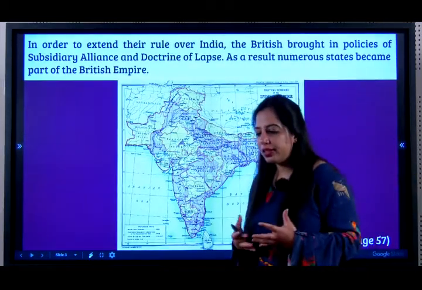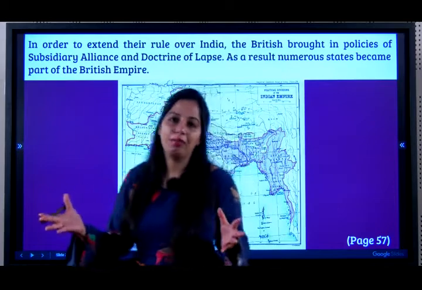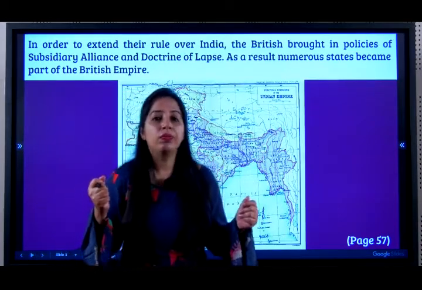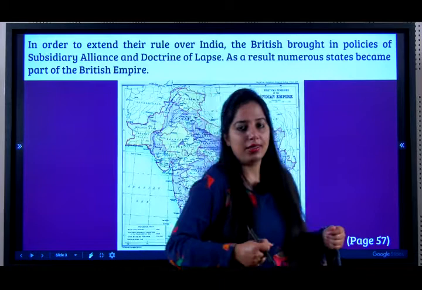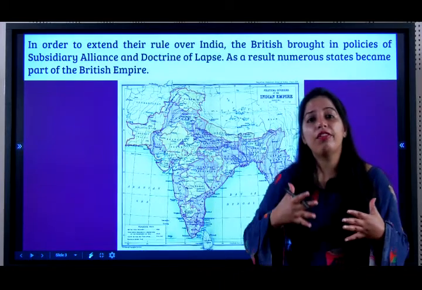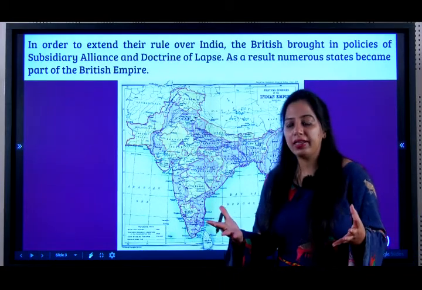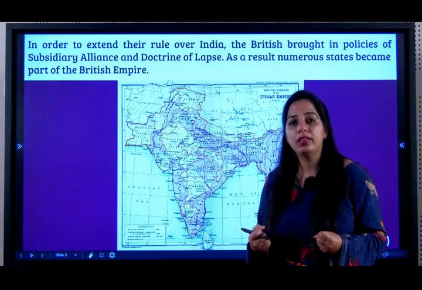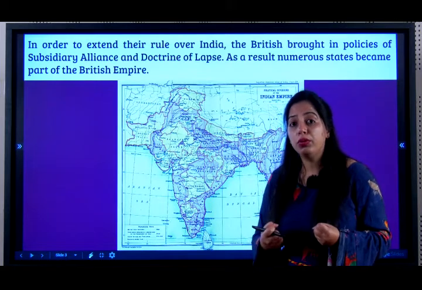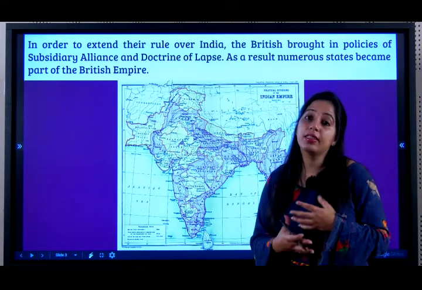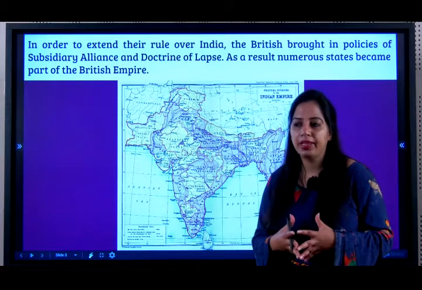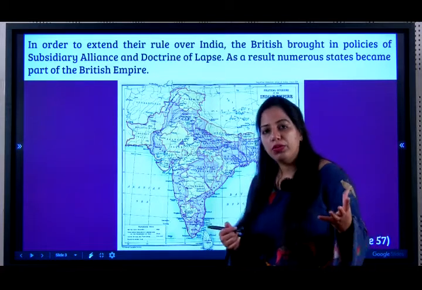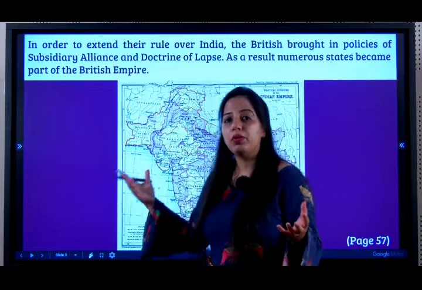Before we go into learning the chapter, students, a little background. For Indians, this is called the first war of Indian independence because they came together to protest against the British rule in India. And from the British point of view, this is called the Sepoy Mutiny.